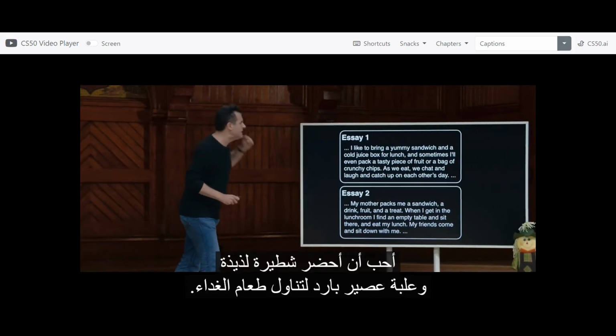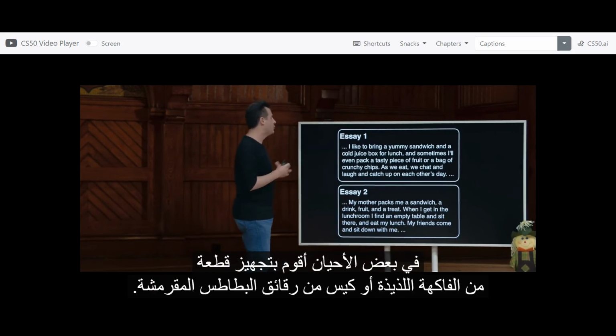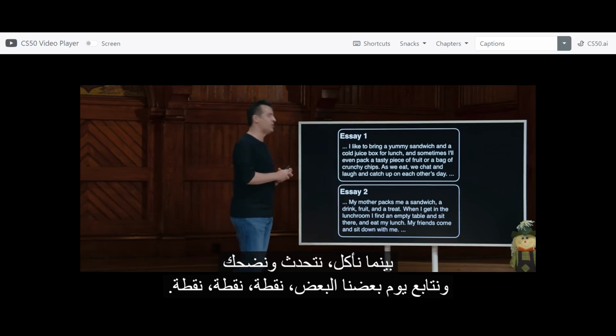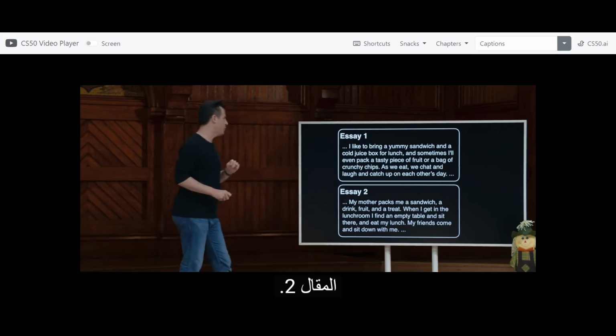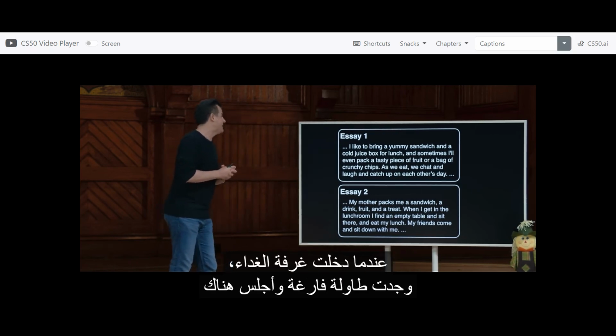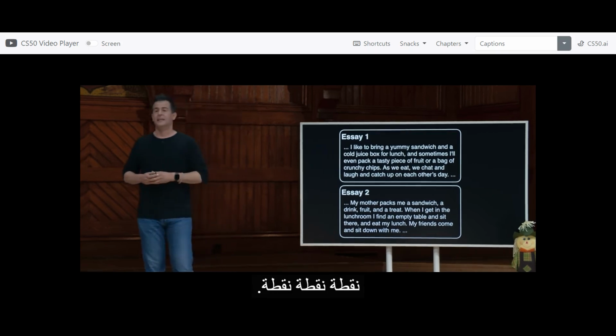Essay 1. I like to bring a yummy sandwich and a cold juice box for lunch. Sometimes I'll even pack a tasty piece of fruit or a bag of crunchy chips. As we eat, we chat and laugh and catch up on each other's day. Essay 2. My mother packs me a sandwich, a drink, fruit, and a treat. When I get in the lunchroom, I find an empty table and sit there and I eat my lunch. My friends come and sit down with me.